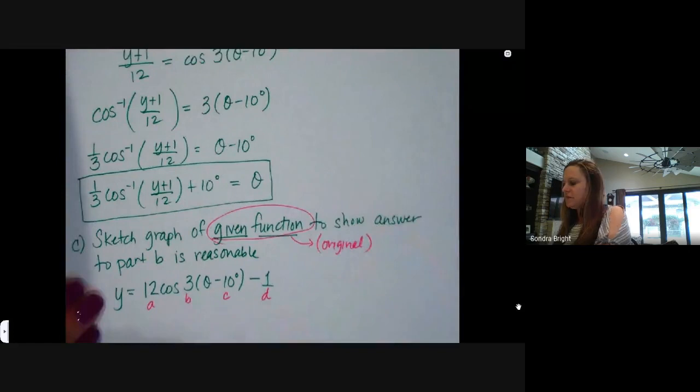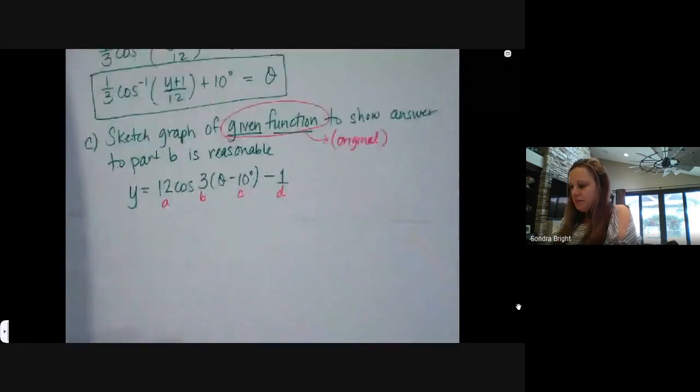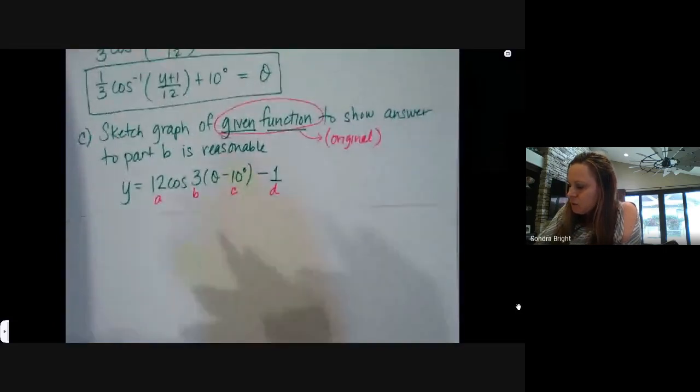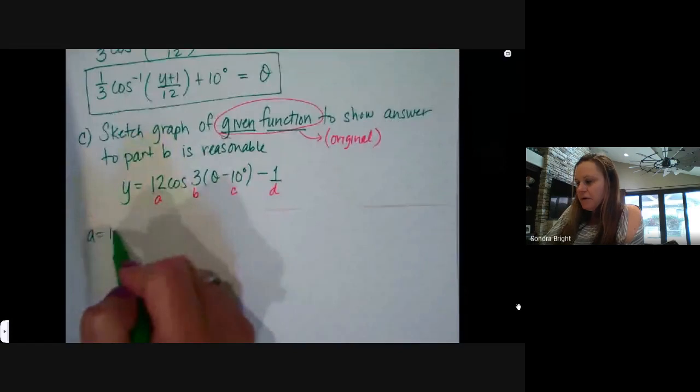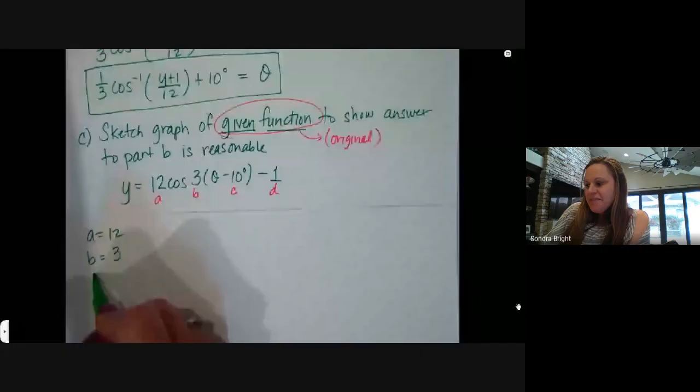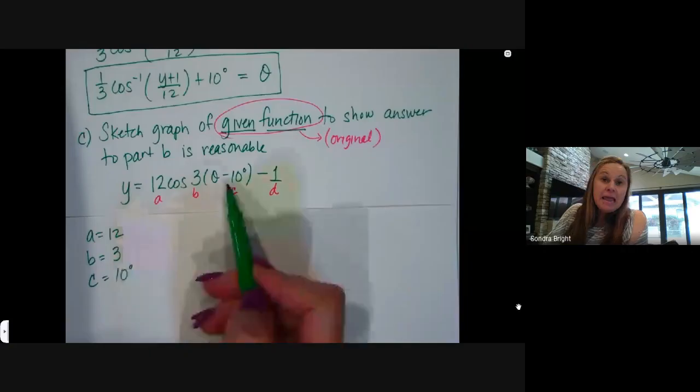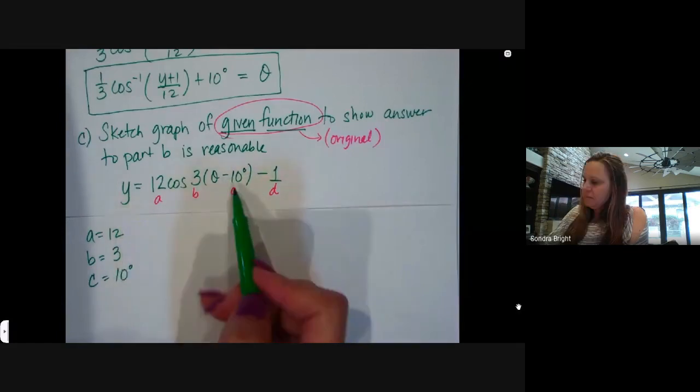What a nice review of the first half of the chapter, right? When you had to graph it. So here my A is 12. B is the number in front of the parentheses. So B is 3. C, remember it's theta minus C. So it's a positive 10 degrees. If you had seen a plus 10, it would be a negative 10 degrees. But it's always theta minus C. You take the opposite sign of what's inside the parentheses.